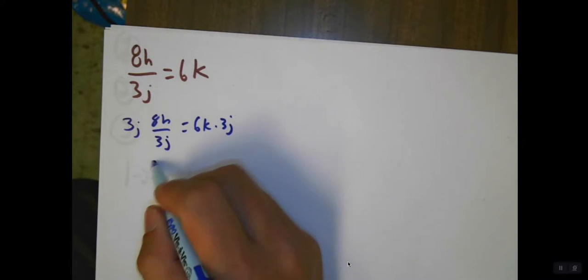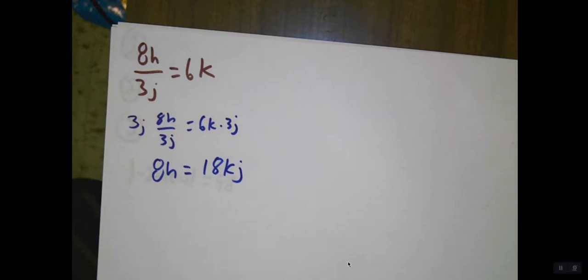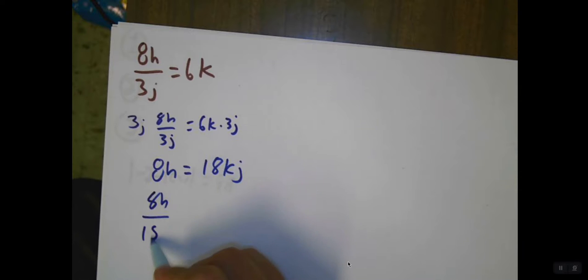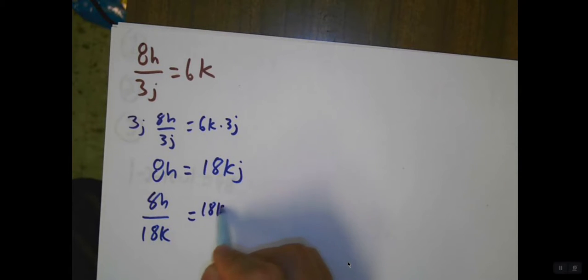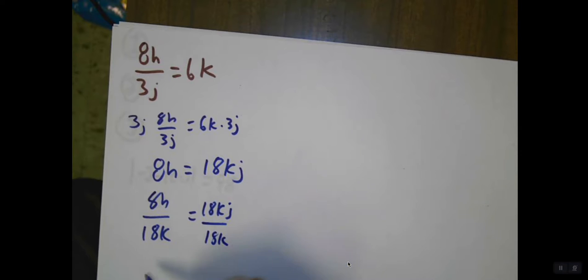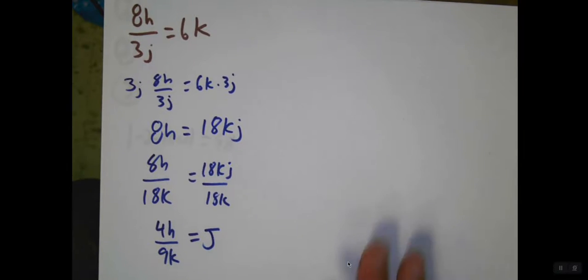So now that goes away. I get 8H equals 18KJ. So I got to get J by itself. What's happening to J? It's being multiplied by 18K. So I'm going to divide both sides by 18K. Then you get 8 over 18, which you can reduce to 4 over 9, so this is 4H over 9K equals J. So it's like solving for a letter of the alphabet, okay?